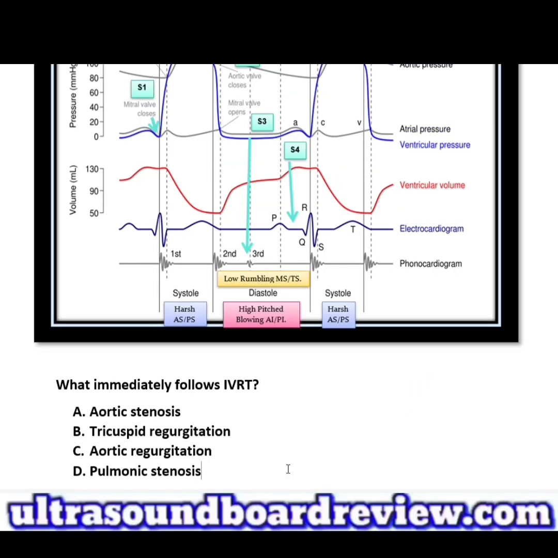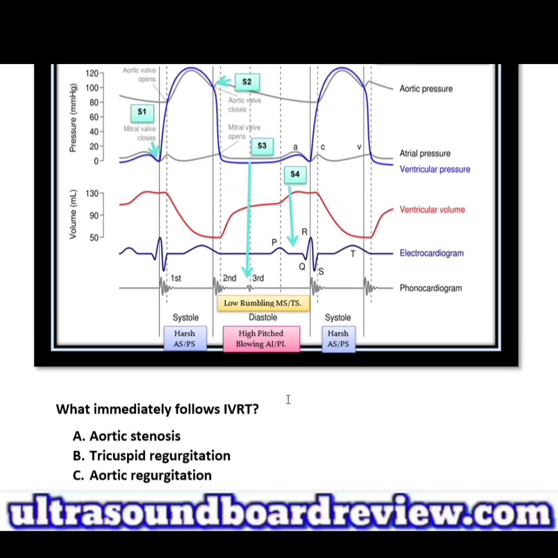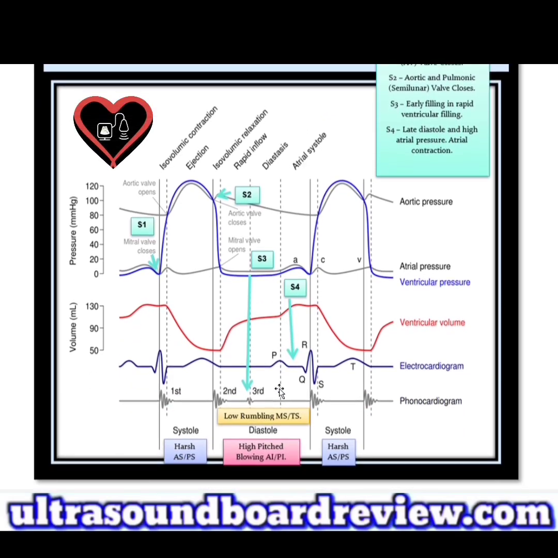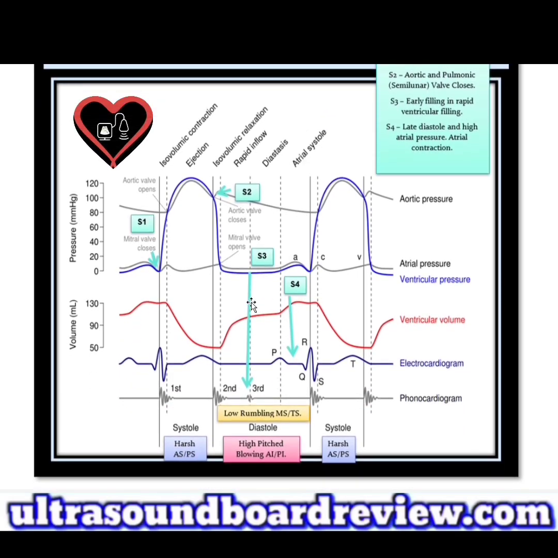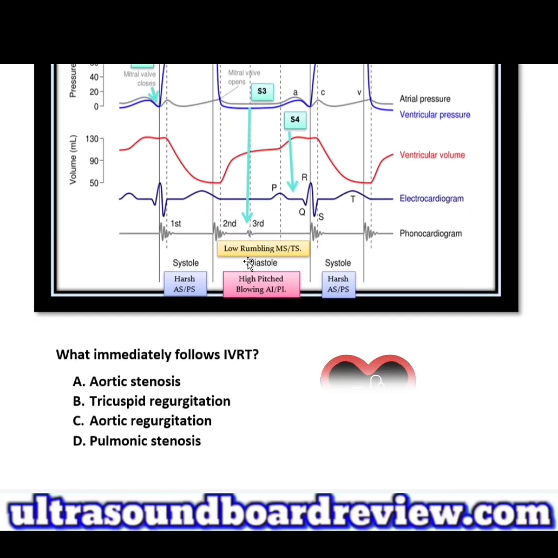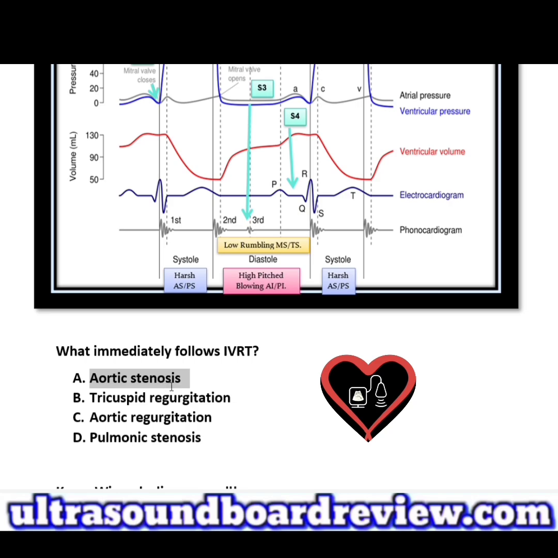To answer this question, we have to ask ourselves what ends IVRT. And it looks like when the mitral valve and tricuspid valve open, this will end IVRT. That means we're going to look for options that occur during diastole. Aortic stenosis? No, that's during systole. Tricuspid regurgitation? Nope, that's during systole. Aortic regurgitation? Yes. Pulmonic stenosis? No, because that's during systole.